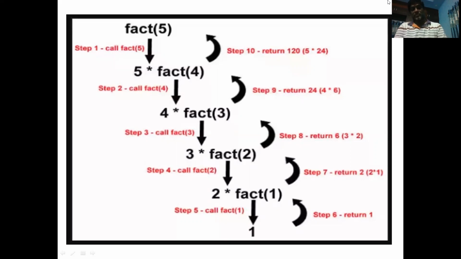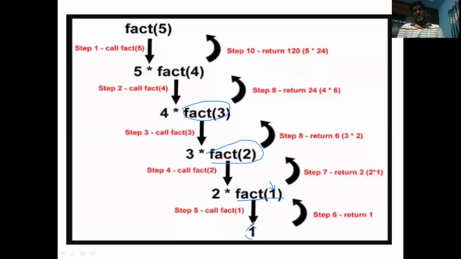4 into fact of 3 for fact of 4. And then fact of 3 is again a function call. So it is again divided into 3 into fact of 2. Again, fact of 2 is a function call which will be divided into 2 into fact of 1. Once we reach this fact of 1, we know that if n is equal to 1 or less than 1, we know the answer as 1.